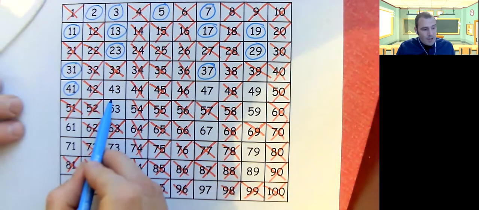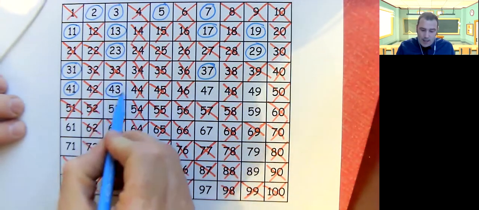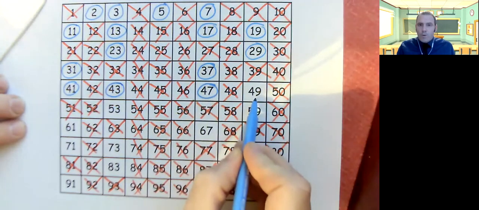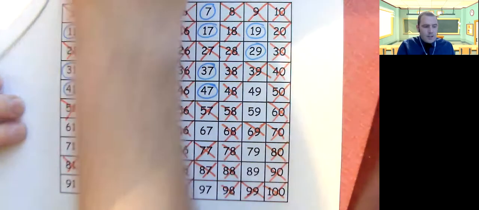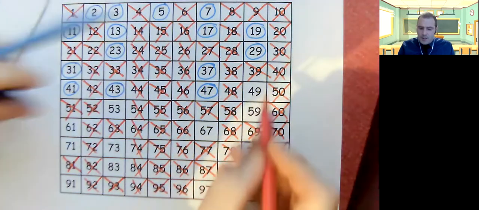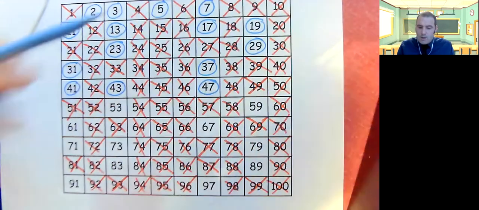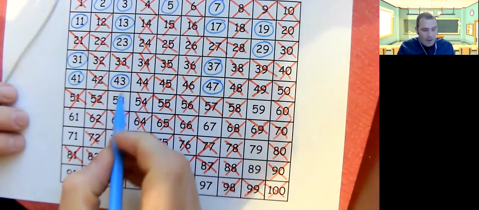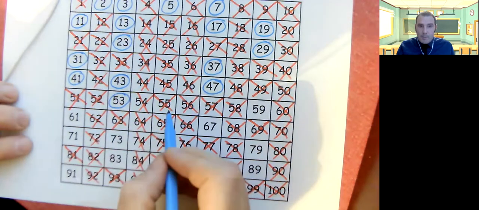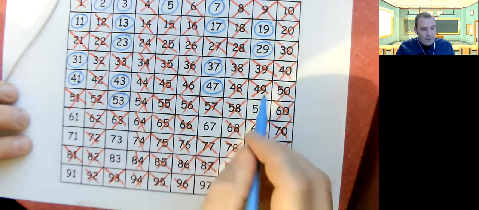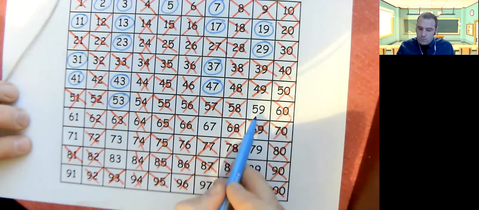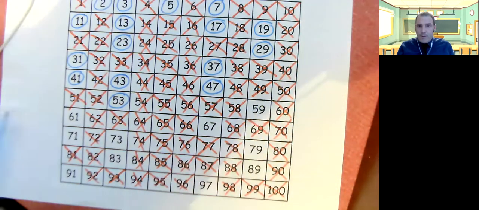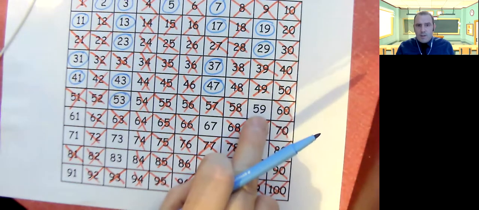We're going to keep checking through. 43 is a prime number. 47 is a prime number. 49, no, that's in the 7 times table, isn't it? That's 7 times 7, so that one is not a prime number. 53 is a prime number. 59, I don't think that is a prime number. I'll come back to that one. I need to do some thinking there.